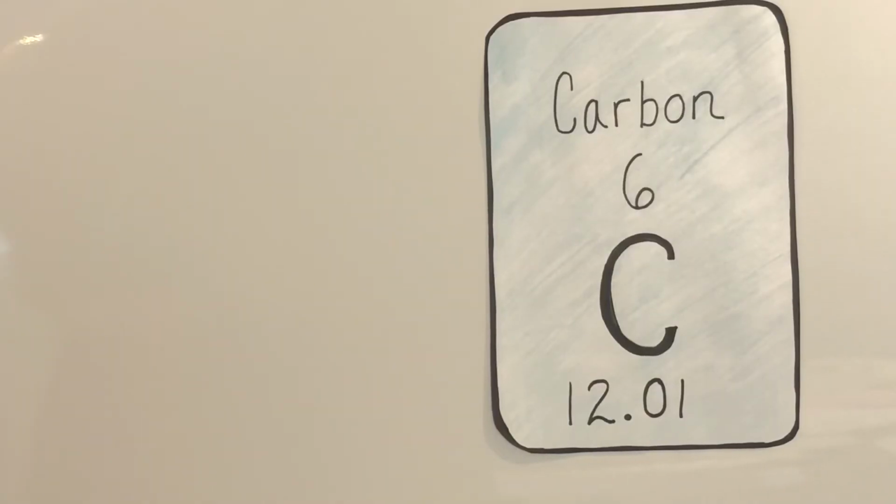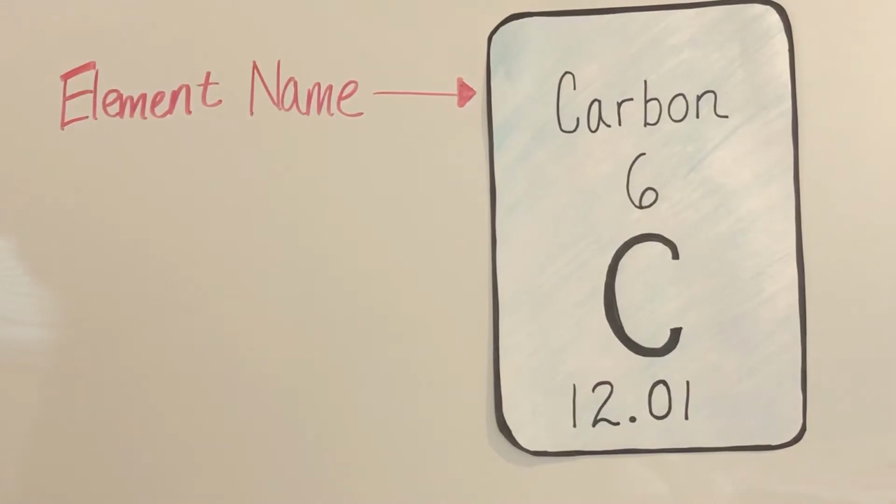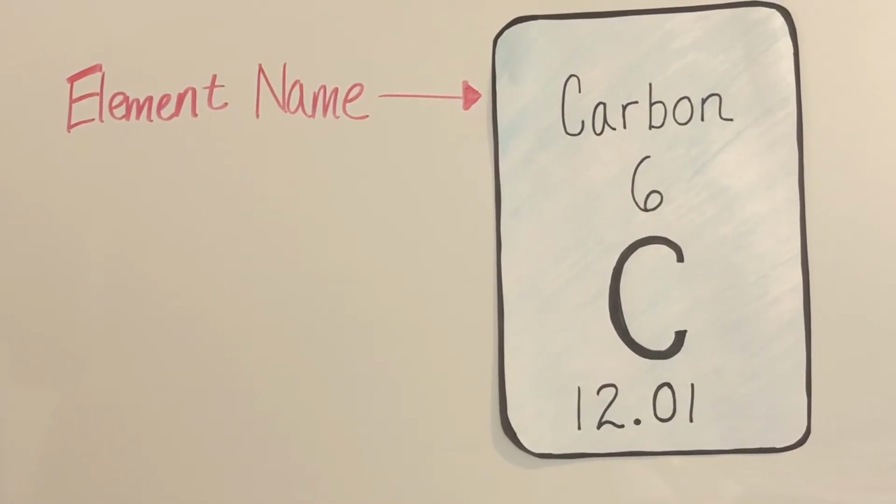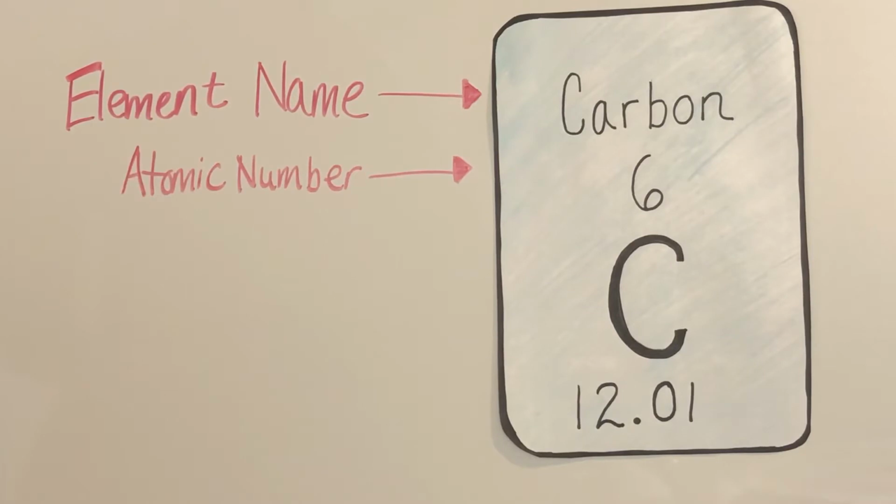We are now going to focus on one block of the periodic table. This is carbon. And we're going to see what we can find out about this element and other elements based off of what is on the periodic table. First, we have the element name. The element name is usually from a Greek or Latin word for the element or a substance containing the element. Next, we have the atomic number.